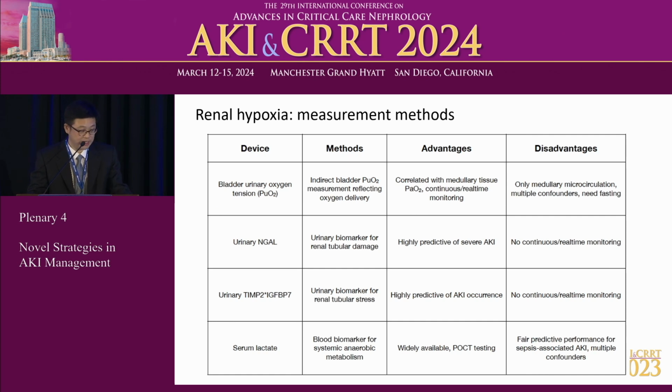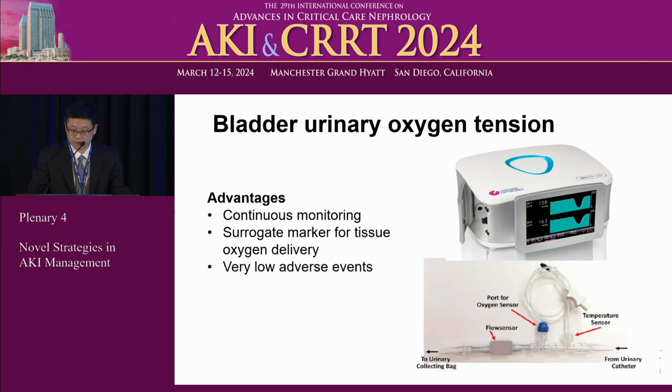Another thing we may need to assess is renal hypoxia. Again, we have many ways to assess this, including new technology such as bladder urinary oxygen tension, the PuO2, which allows us to measure medullary hypoxemia, the part of the kidney that is susceptible to hypoxia. We also have urine biomarkers that may reflect stress in the kidney, such as NephroCheck or NGAL, which reflect kidney damage. These are devices that may allow us to assess local tissue hypoxemia, including renal hypoxia, in the near future.